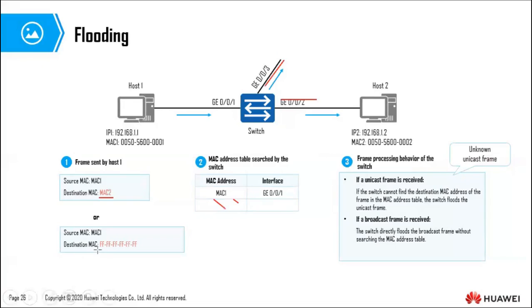Number 2 is if the destination MAC address is all Fs. So meaning it's a broadcast. Forwarding.